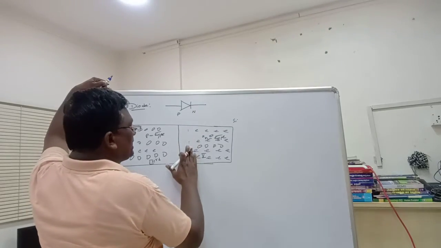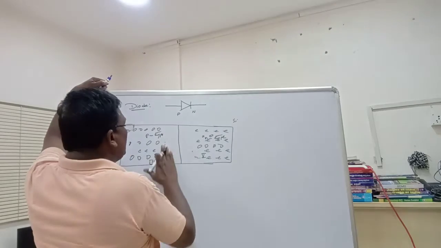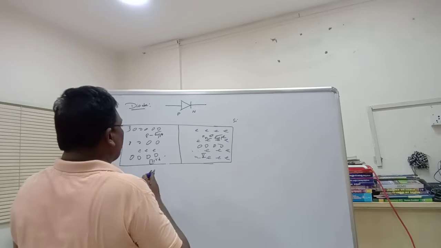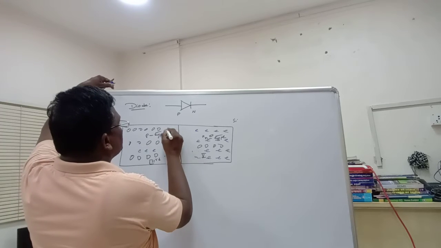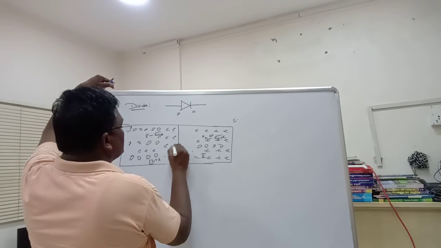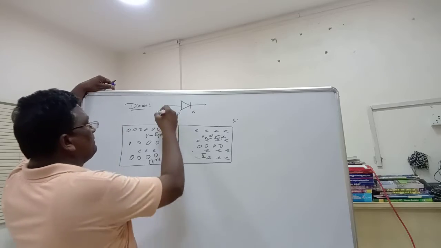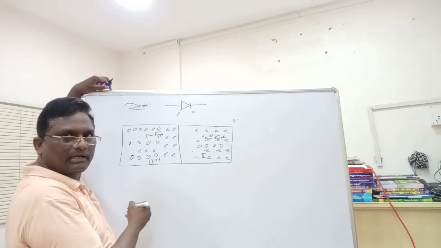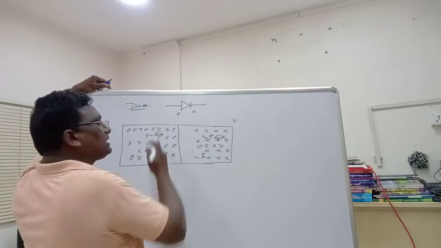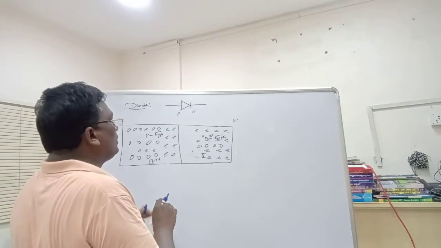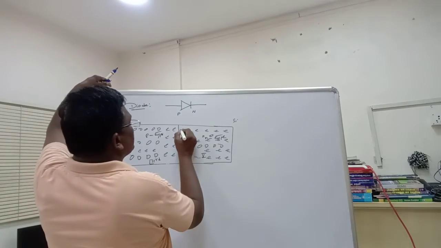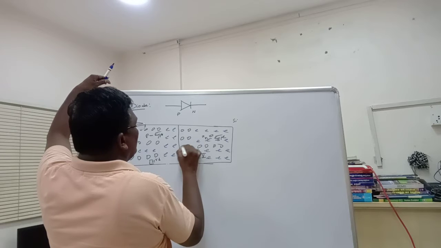These electrons migrate from the N region to the P region. Even in the P region you have the migrated electrons. Displacement of the electrons is nothing but holes, so holes are created on the N side.